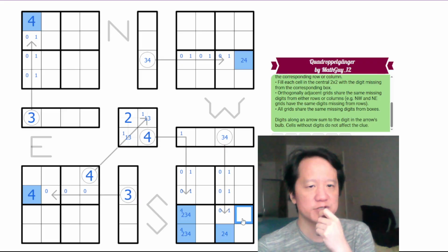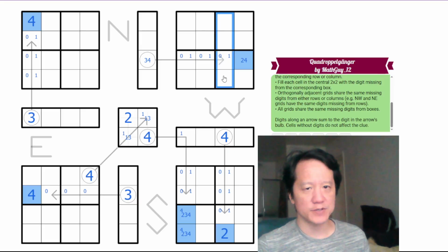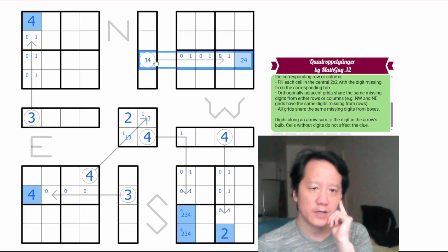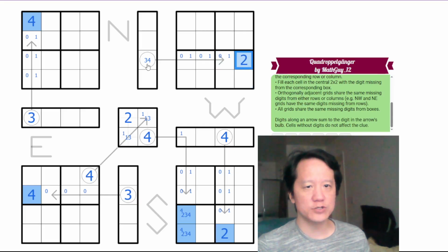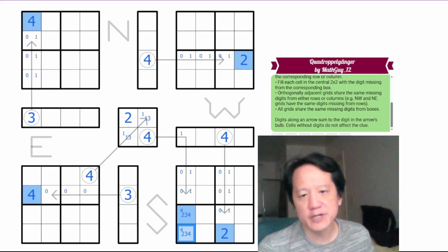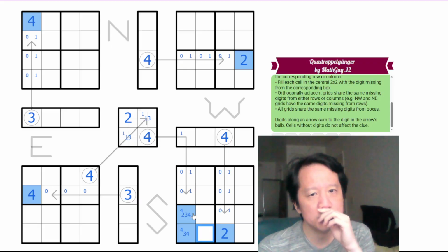4 has to be missing from box 4, so this can't be 4. So that would be 2. So this would be 0, 1, 3, adding up to 4 there. So we're missing a 4 in this column here. We're missing a 4 in this row, so therefore this would be 2. Or this box. So this would be 2, which would force this to be 4. 0, 1, 3. 2 would eliminate 2 from being here. That looks fine.